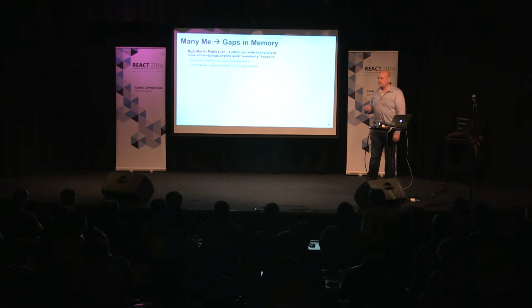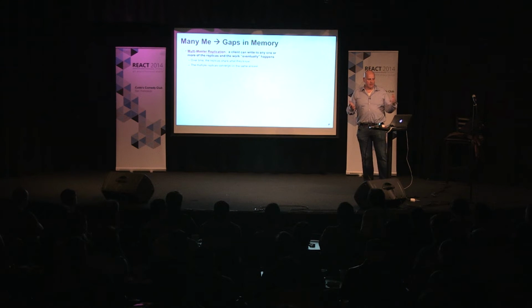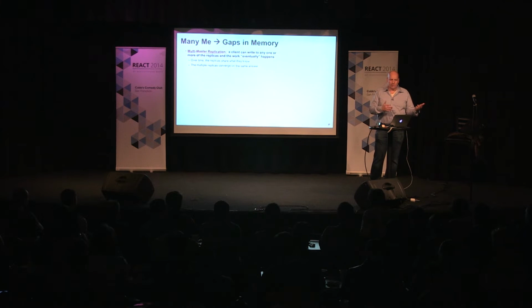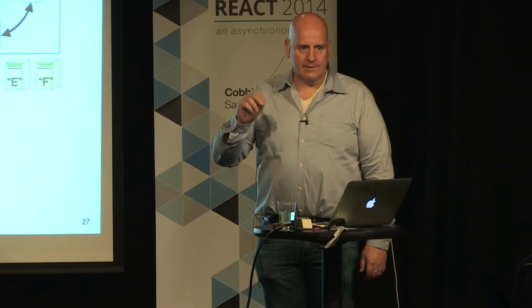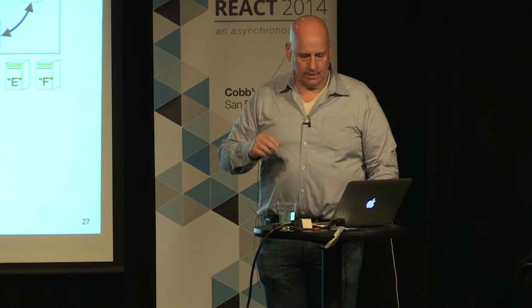Gaps in memory. I'm replicated. Client can write to any one or more of the replicas, and the work eventually happens. You share your knowledge. The replicas converge on the same answer if they're designed correctly. So here, I have 4 replicas of application A, and I have 5 partners, B, C, D, and E. There's a loosely coupled A through the other letters, but inside of A, he's got evil quadruplets, okay?